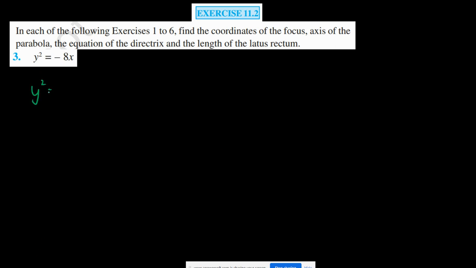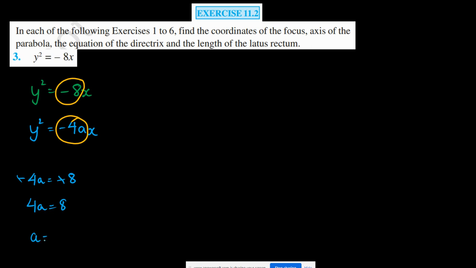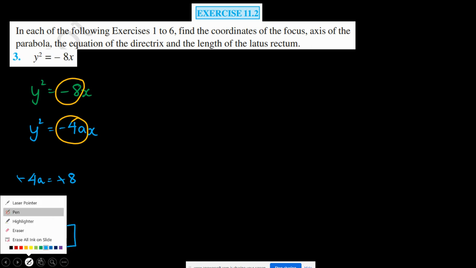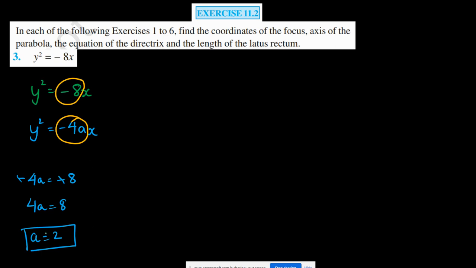Let me make a note of the equation. y square is equal to minus 8x. This can be equated with y square is equal to minus 4ax. Equating both of them, minus 8 will be equal to minus 4a. Negative signs will get cancelled. 4a is going to be equal to 8. A will be equal to 2. Now I have got the value of a.